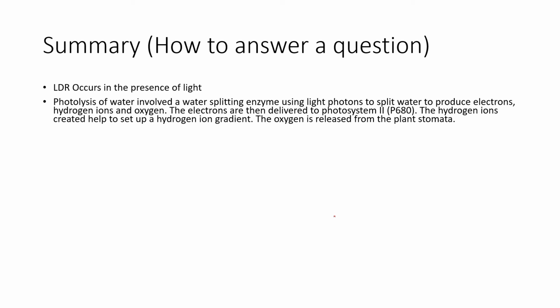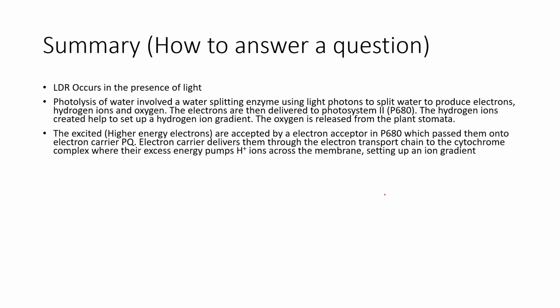The photolysis of water involves a water-splitting enzyme which uses light photons to split water to produce electrons, hydrogen ions, and oxygen. The electrons are then delivered to photosystem 2, P680. The hydrogen ions help to set up a hydrogen ion gradient, and the oxygen is released from the plant stomata. The excited higher energy electrons are then accepted by an electron acceptor, which passes them on to the electron carrier PQ. PQ delivers them through an electron transport chain to the cytochrome complex, where the excess energy pumps hydrogen ions across the membrane, setting up an ion gradient.